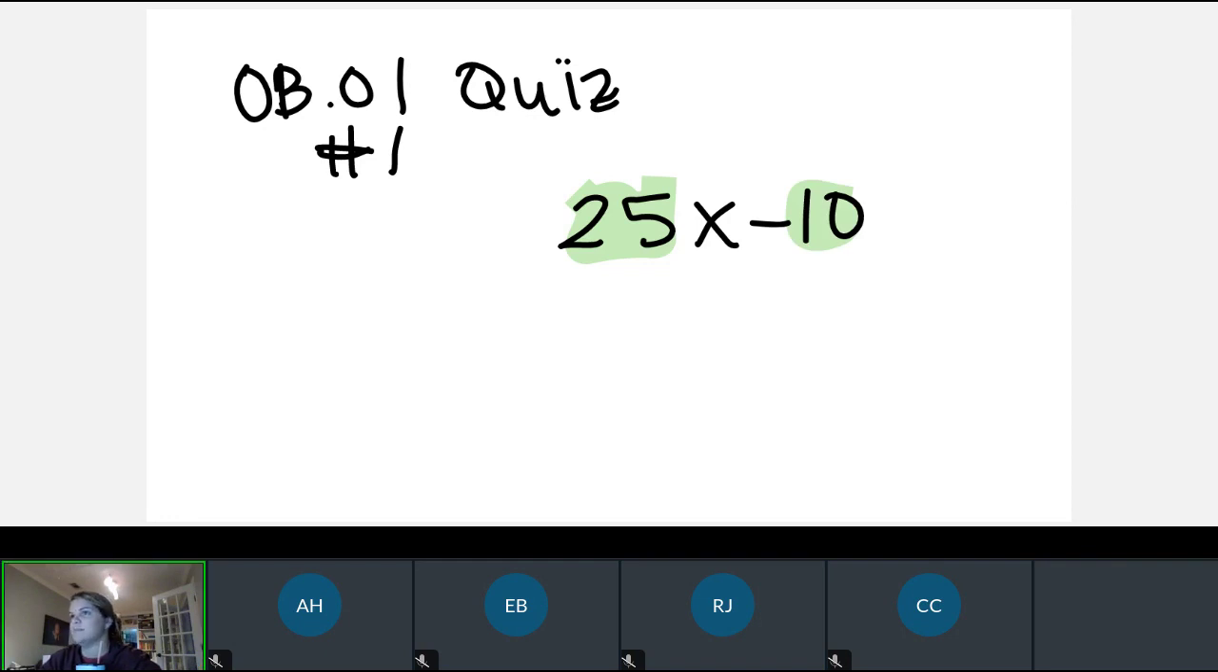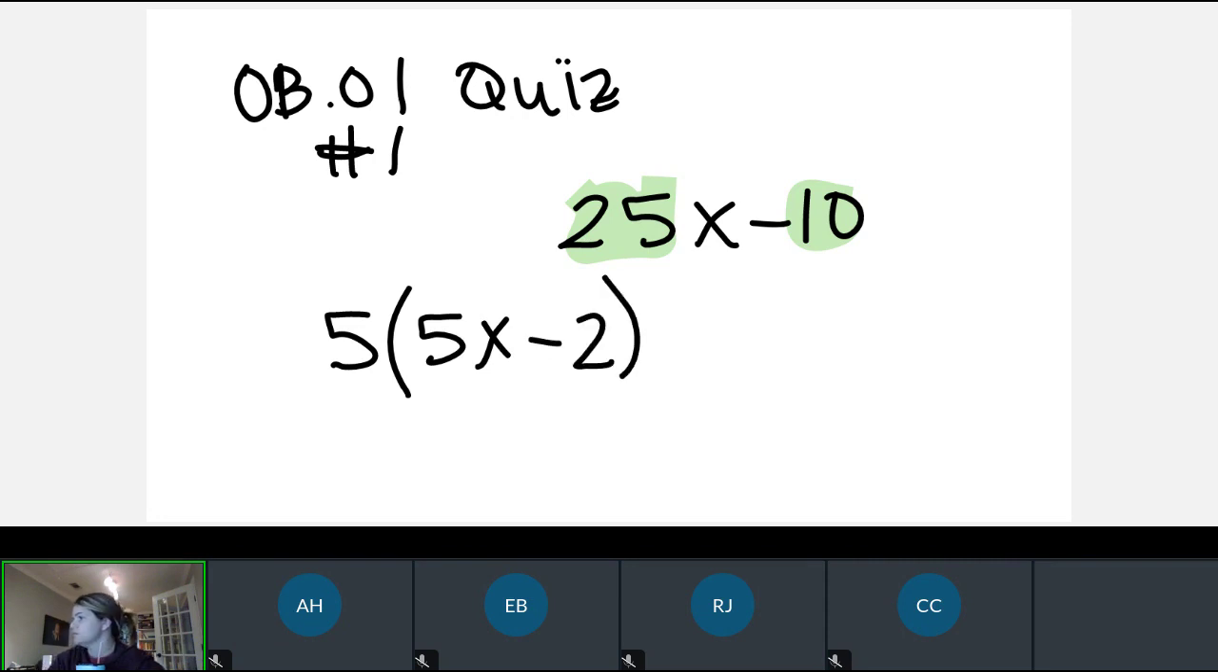Good, 5, exactly. So I'm going to pull a 5 out in front. What am I left with? Well, 25 divided by 5 gives me 5, so 5x. 10 divided by 5 gives me 2, so minus 2. Yep, exactly. And there's no x because 10 doesn't have an x. Exactly. No, Richard, the definition of GCF is that it's the greatest factor that evenly divides a number. So it's not a factor if it doesn't divide it and give you a whole number. So no decimals. Good question.